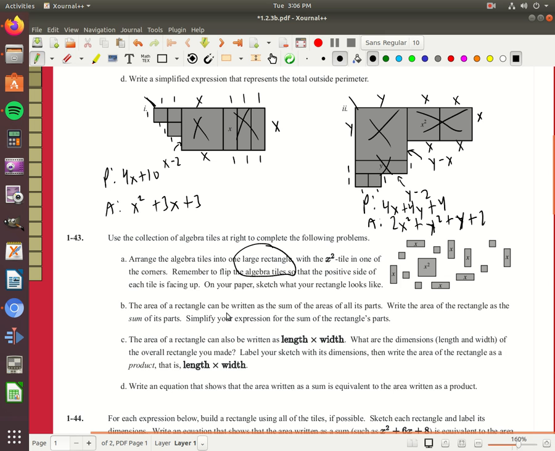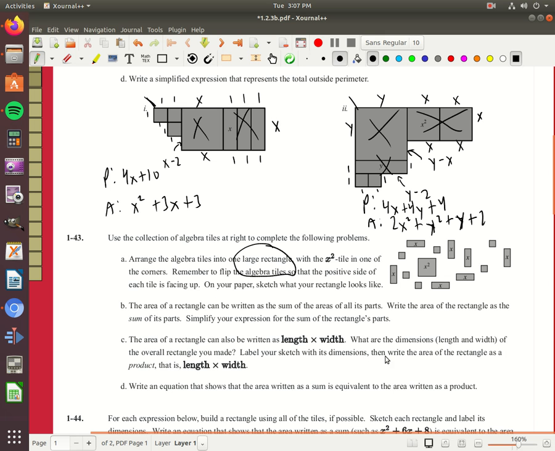The area of a rectangle can be written as the sum of the areas of its parts. Write the area of the rectangle as the sum of its parts. Simplify your expression for the sum of the rectangle's parts. The area of a rectangle can be written as length times width. So hopefully you guys remember this from Integrated 1. We had area as a sum and area as a product. Sum means addition, product means multiply. So I'm going to read through this and then talk about what we mean, and then we'll go show it. It says the area of a rectangle can be written as length times width. What are the dimensions, length and width, of the overall rectangle you made?